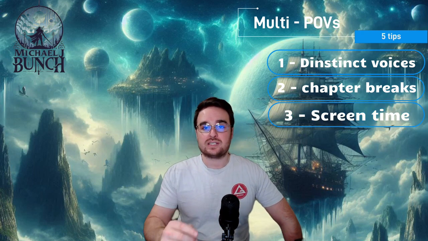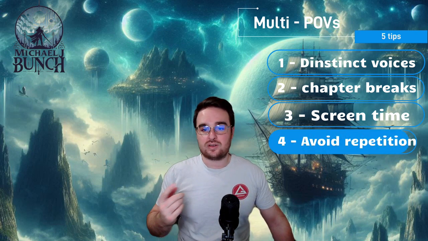Number 3 is balance character screen time. Ensure each POV character receives sufficient attention to justify their perspective. If a character only appears in 1 or 2 brief scenes, carefully evaluate whether their POV is truly necessary for the story. Consider the character's role in the overall plot, their unique contribution to the narrative, the pacing and structure of your story.